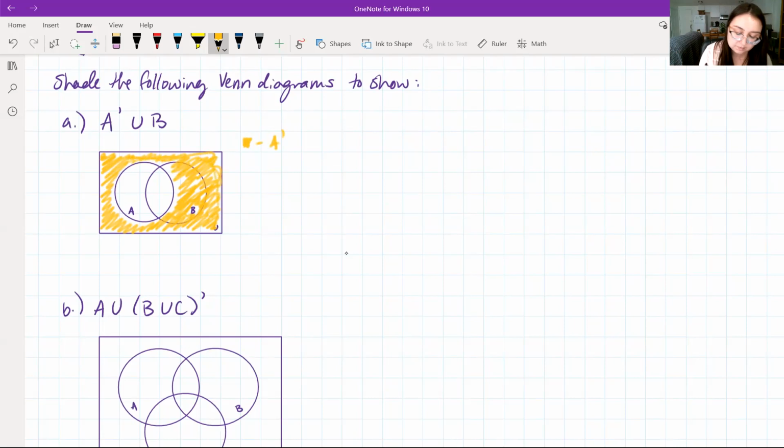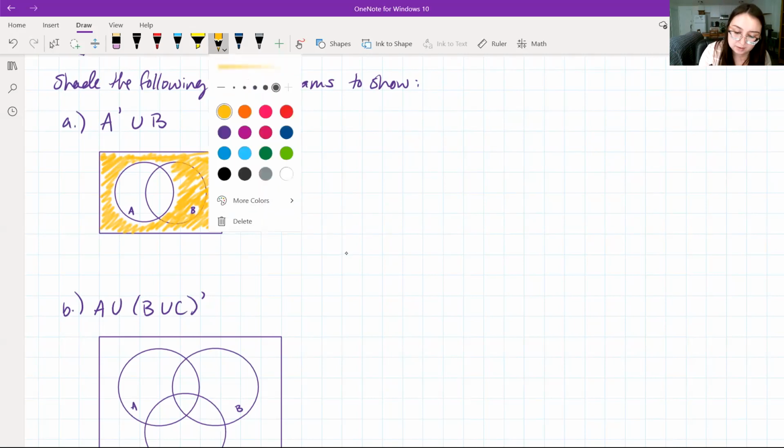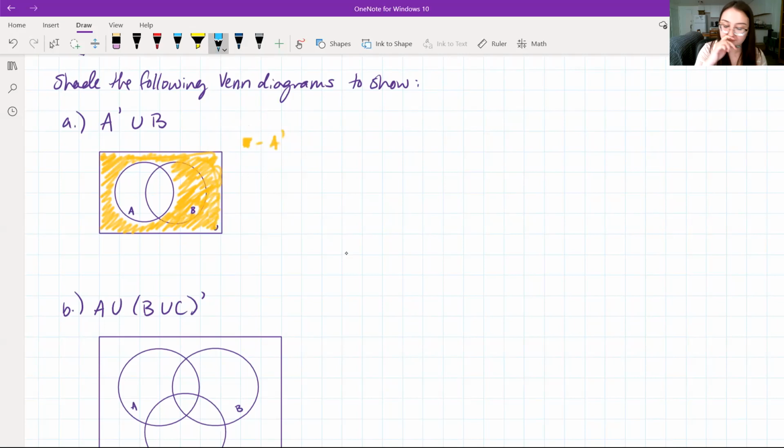All right. So now we've colored in A complement. Now we want to color in B. So we see B is going to be this value that they share.